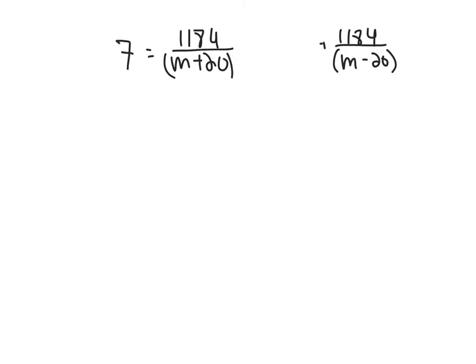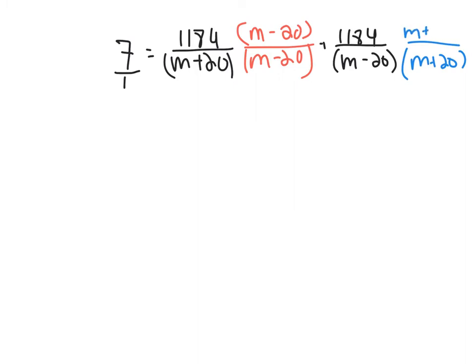So I'm going to solve this one just a little different than what I did with the last example. I'm going to just find a common denominator on the right side, and I'm going to cross multiply. So my common denominator will be m plus 20, m minus 20. So we will multiply by m minus 20 over m minus 20, and we're going to multiply by m plus 20.